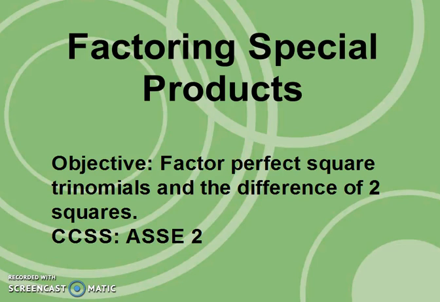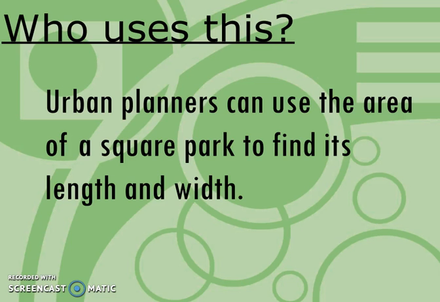Factoring special products. Our objective is to factor perfect square trinomials and the difference of two squares. Who uses this? Urban planners can use the area of a square park to find its length and width.